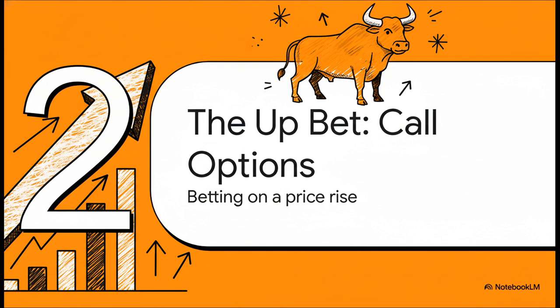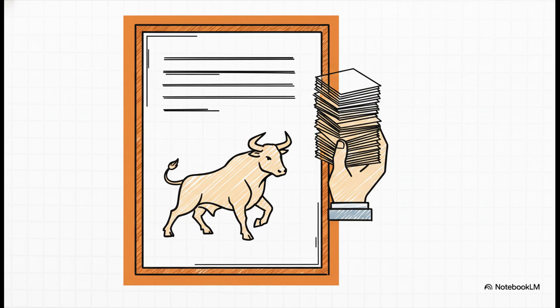Now that we've got the basic rules down, let's look at the first tool in our toolbox. Welcome to section 2, the up bet, better known as call options. This is what you use when you're feeling bullish, when you think a stock's price is about to go up. So what exactly is a call? It's pretty straightforward. A call option gives you the right, but, and this is important, not the obligation to buy 100 shares of a stock at that locked-in strike price anytime you want before it expires. You're basically placing a bet that the price is headed north.